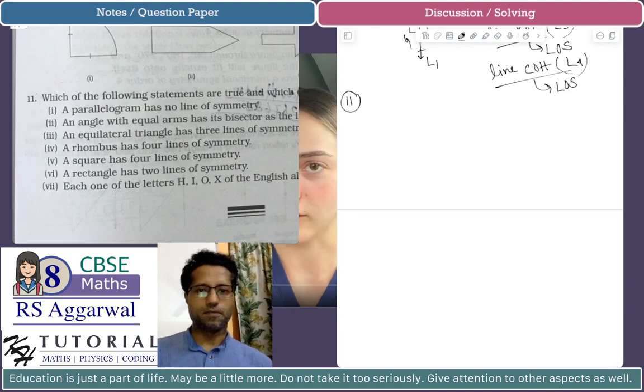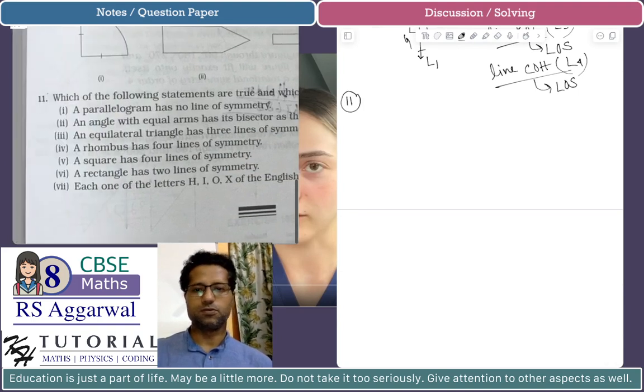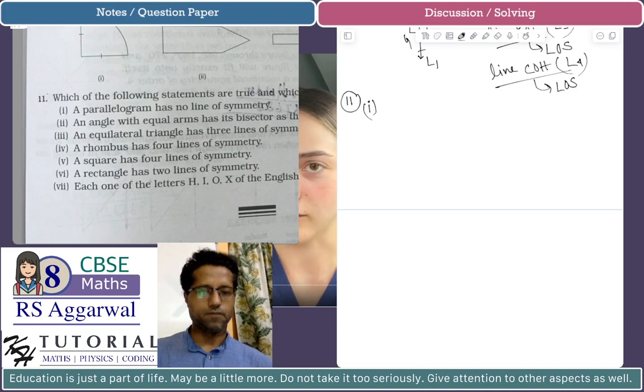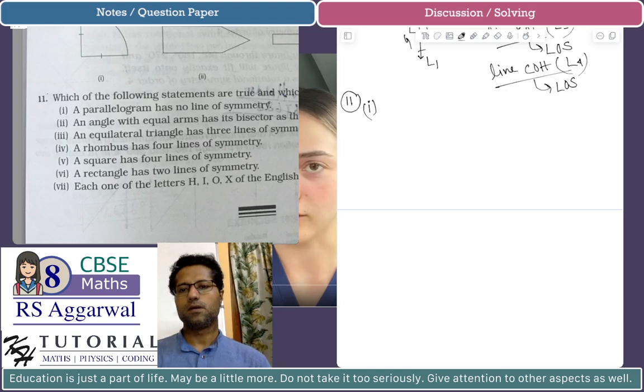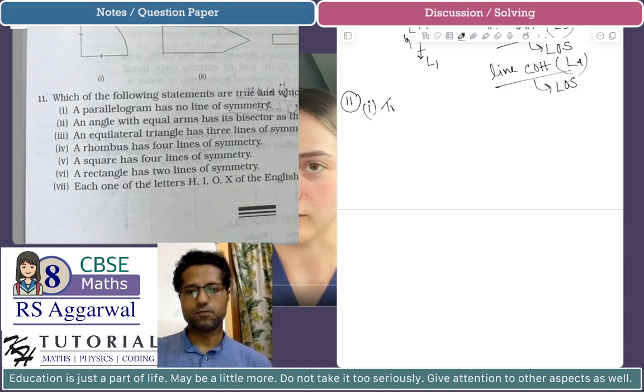Question number 11. Which of the following statements are true and which of them are false? So these are true and false statements. Let me see if you can clearly see the question paper. Question number 1. A parallelogram has no line of symmetry. This is true.